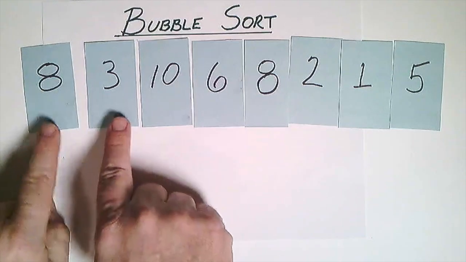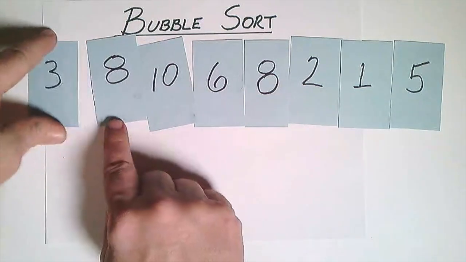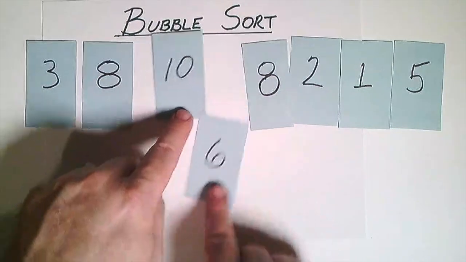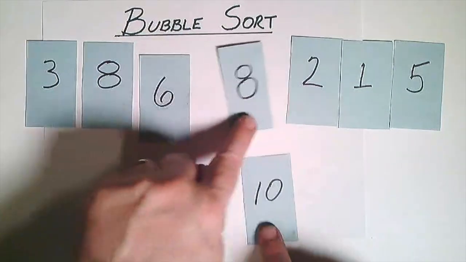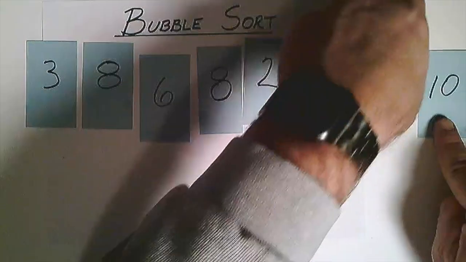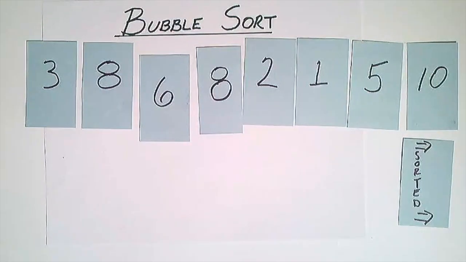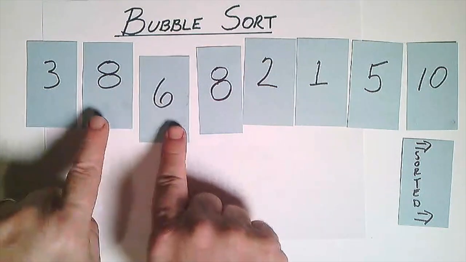So we see our little demonstration here, the 3 and the 8. 8 is bigger, so 8 goes. The 8 compares to 10, the 10 stays. 10 to 6, 10 is higher. 10 is going to end up being higher than everything. It's going to bubble to the far right, and now in that last position, everything's sorted there. Now we're going to go back to the beginning and go another pass.